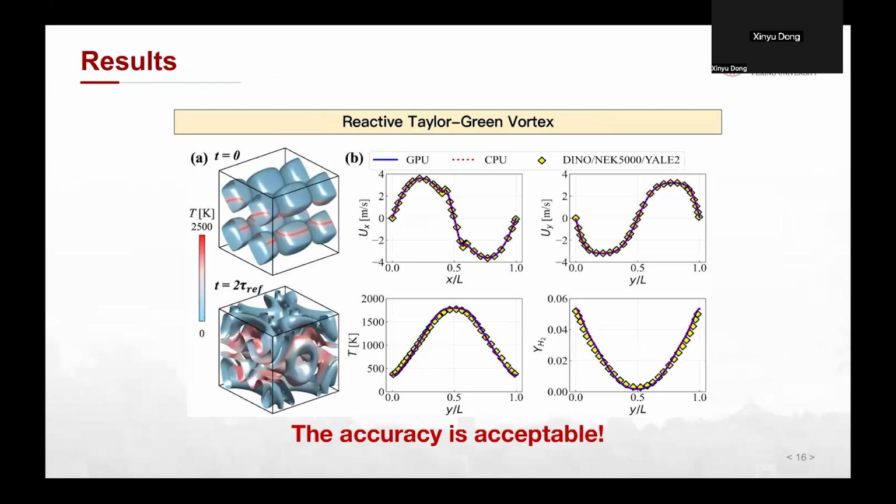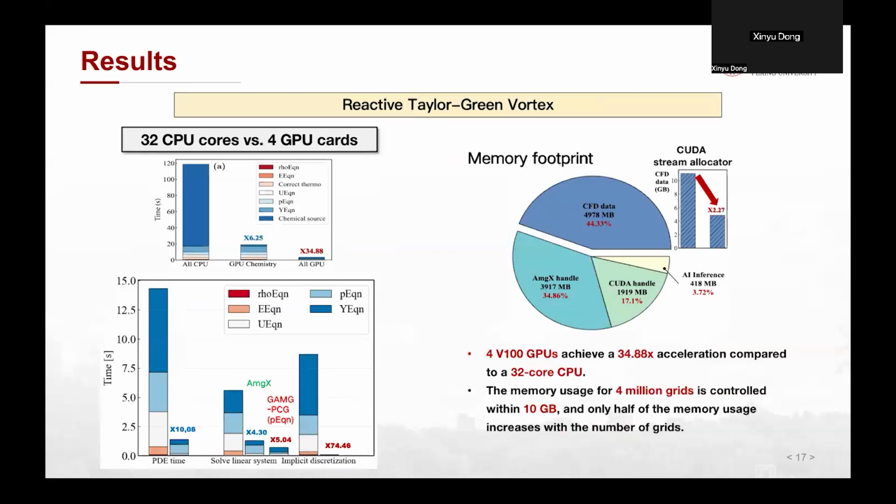Now we will introduce the results. First is the reactive Taylor-Green vortex. It is a recently built combustion benchmark. It can be seen that the simulation results from the GPU DNN are the same as the CPU CVODE and other results from other state-of-the-art codes. And now, the performance from this figure. It can be seen that the 4 V100 GPUs achieve nearly 35 times acceleration compared to a 32 core CPU.